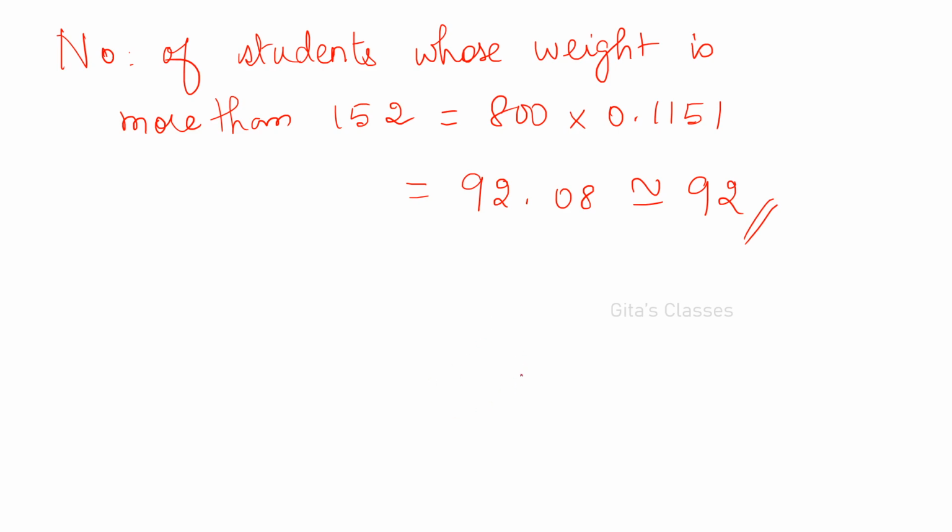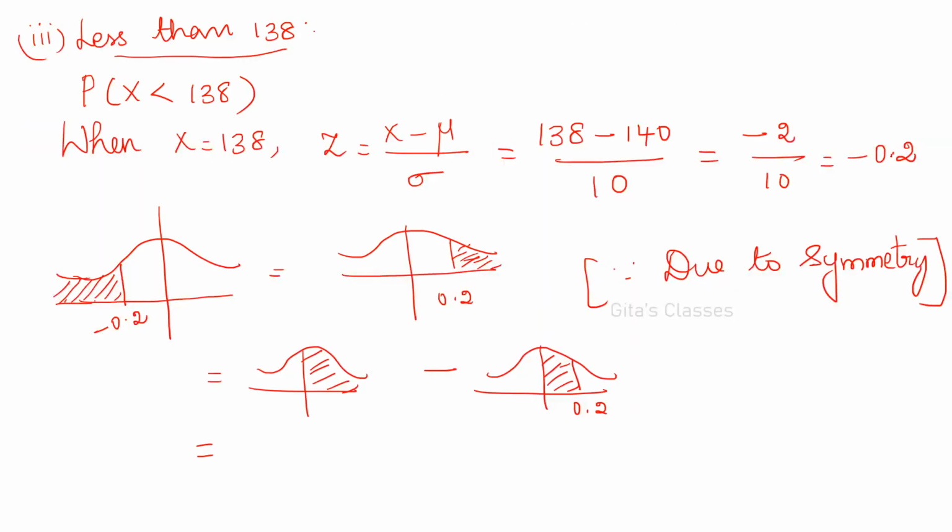Because it is the number of students, we have to round it off. And one more part, third, is less than 138. P of x less than 138. When x is equal to 138, z becomes minus 0.2. Minus means you plot it on the left hand side. Less than means it is on the left hand side. But because it is symmetric about the line z is equal to 0, I can write it on the right hand side. Again, as we have done in the previous problem, it should be 0.5 minus the area we subtract.